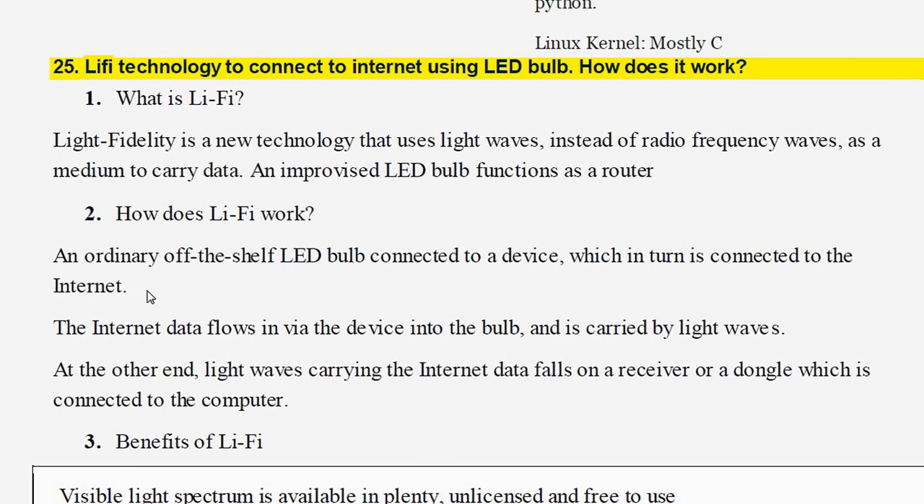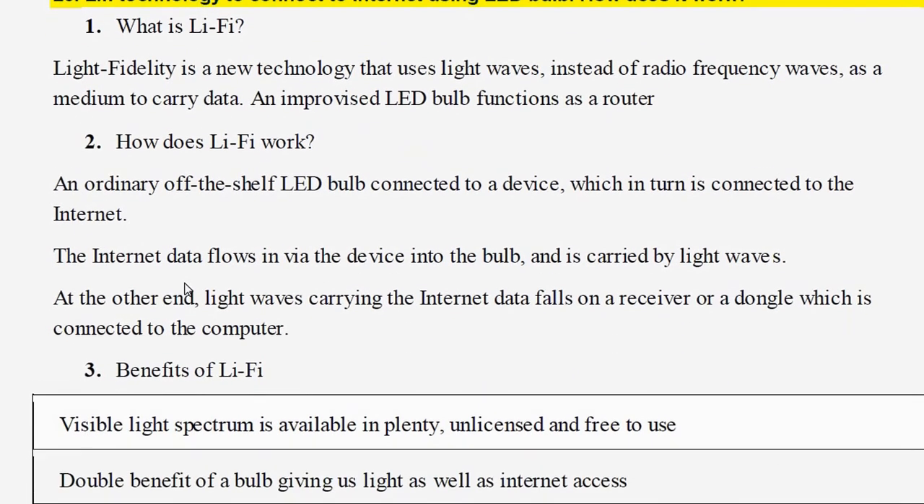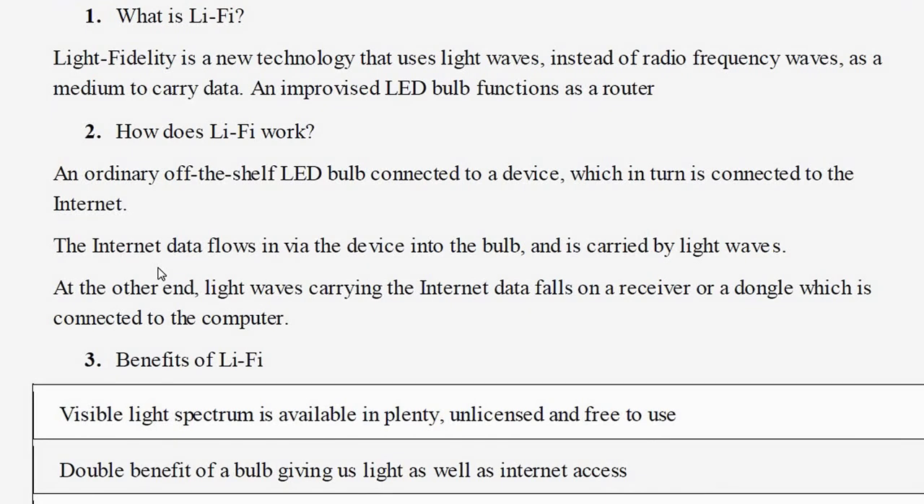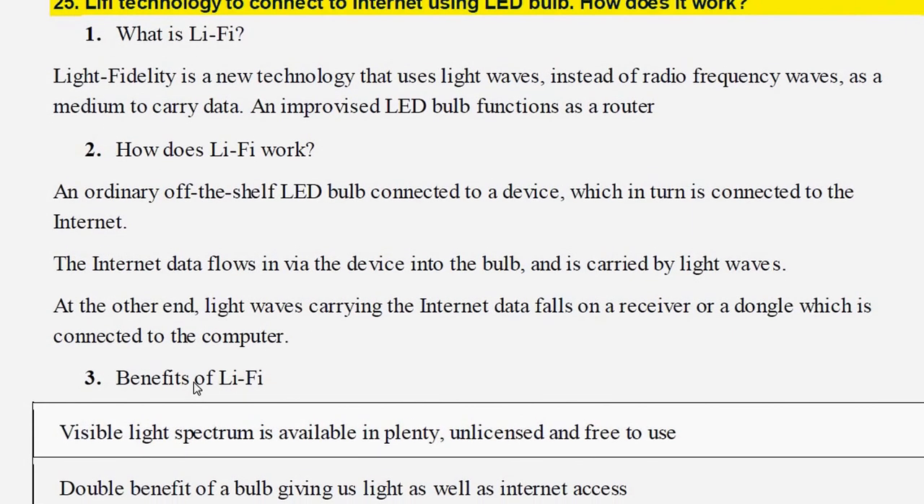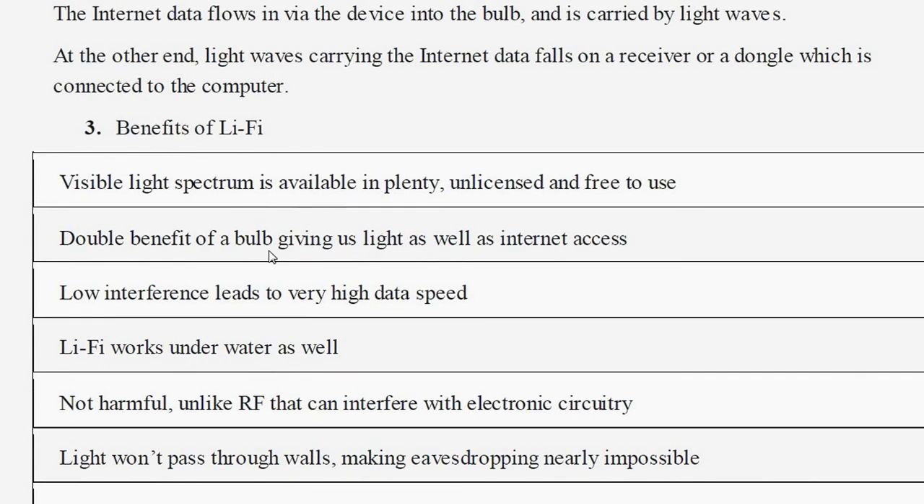So how does Li-Fi work? An ordinary off-the-shelf LED bulb connects to a device, which in turn connects to the internet. The internet data flows via the device into the bulb and is carried by the light waves. On the other hand, light waves carrying the internet data fall on the receiver dongle, which is connected to the computer. So what are the benefits of using Li-Fi? Since Li-Fi uses the visible light spectrum, which is available in plenty and unlicensed and free to use, it provides the dual benefit that it provides light as well as access to the internet.